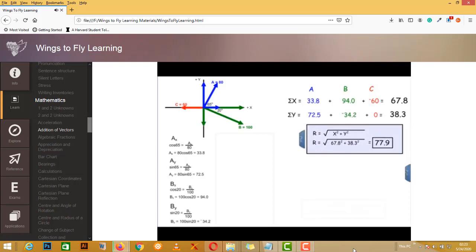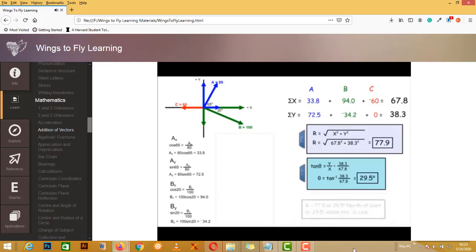Use the Pythagorean theorem to find the magnitude of the vector. Use the tangent function to find the angle at which it is directed. And that gives you the same answer, and you report it the same way. The resultant is equal to 77.9 at 29.5 degrees north of east, or 29.5 degrees above the positive x-axis.